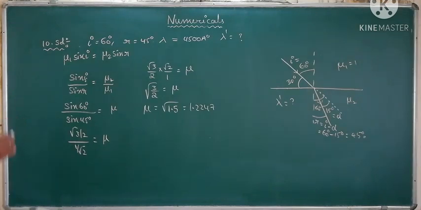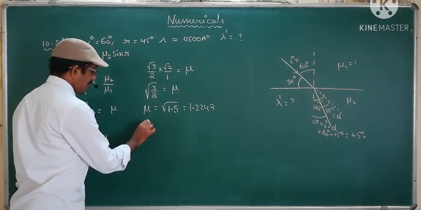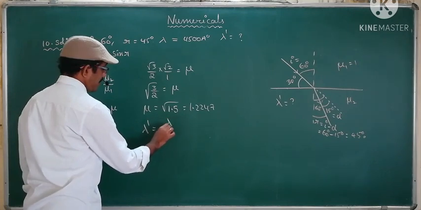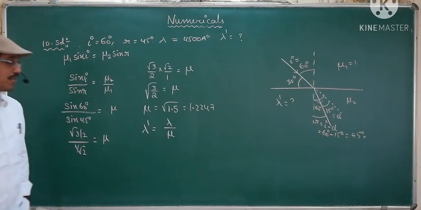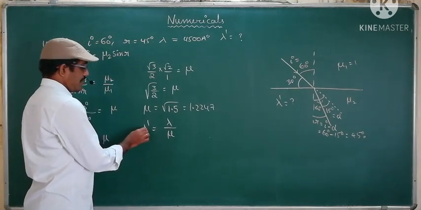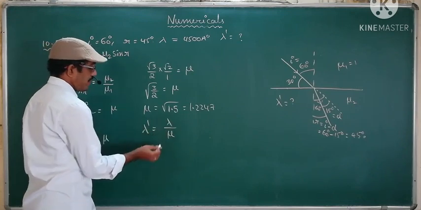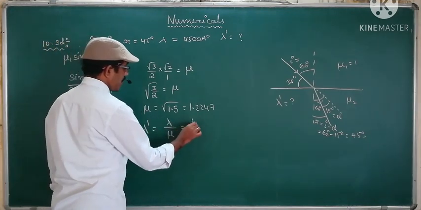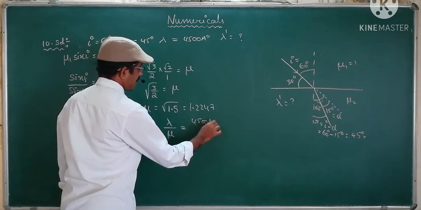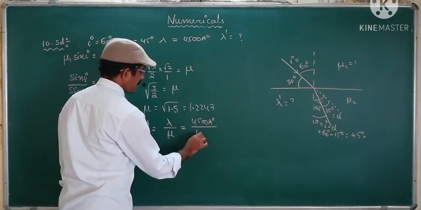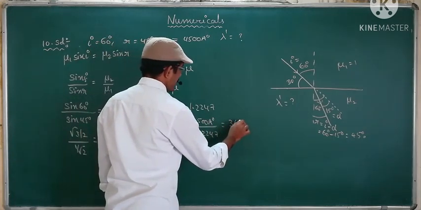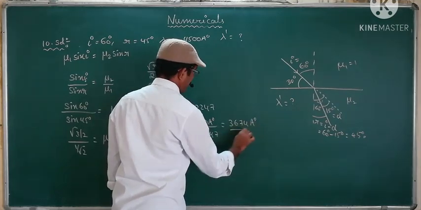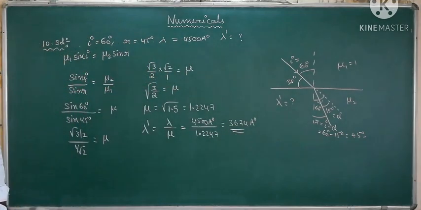But what we want is the wavelength. Wavelength lambda dash is equal to lambda divided by mu, as we know that it is inversely proportional to refractive index. Lambda dash in the medium is equal to lambda in vacuum divided by refractive index. So lambda dash is equal to 4500 angstrom divided by mu, 1.2247. This is equal to 3674 angstrom. So this is the wavelength of light in the given medium.